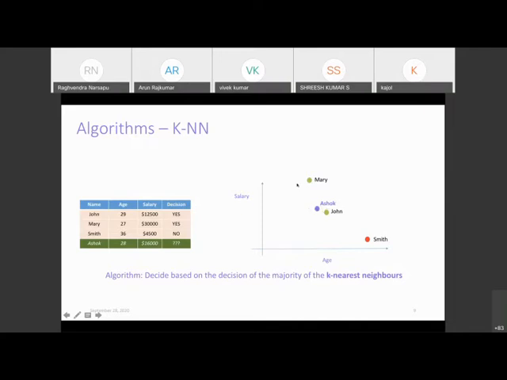If I make 2 as 3, my neighbors will be Mary, John, and Smith also, the 3 nearest neighbors. But 2 of them were given loans, whereas Smith was not given, right? So just to make the algorithm a little bit more robust, we don't just look at a single neighbor, but we look at k nearest neighbors, right? So this algorithm is what is called simply KNN. K is the number of neighbors you are looking at, and NN simply means nearest neighbors, right? So this is one of the simplest algorithms that you can have to learn from data, right?